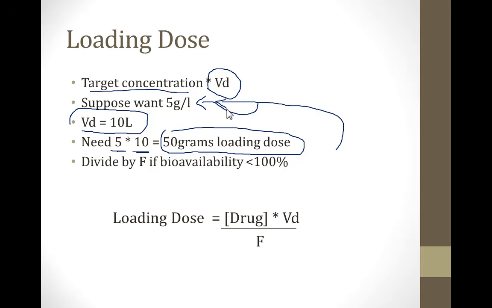Now, once again, if the bioavailability is less than 100%, you need to divide by F to increase the dose and account for the amount that's lost by poor absorption or first pass metabolism. So this gives an equation for the loading dose: loading dose is equal to the desired concentration of the drug times the volume of distribution divided by the bioavailability F.